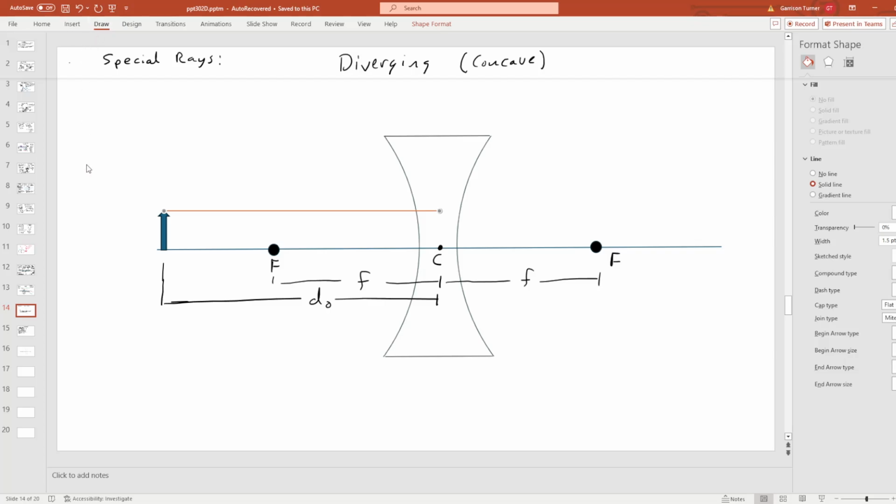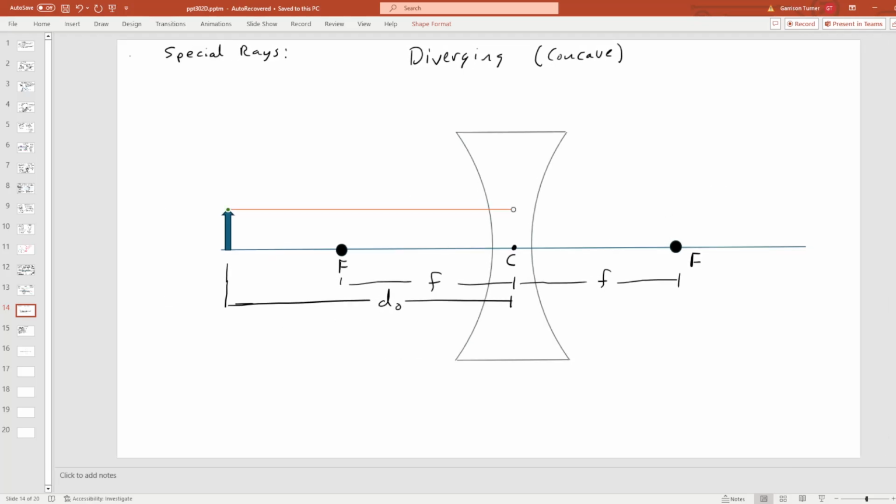Why am I not drawing? Oh, I'm still in format shape. Here we go. I need to draw a better line there. Okay, so our refracted beam will follow that dashed line outward like this.